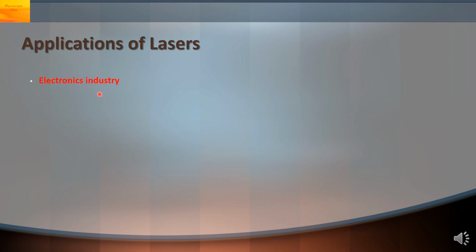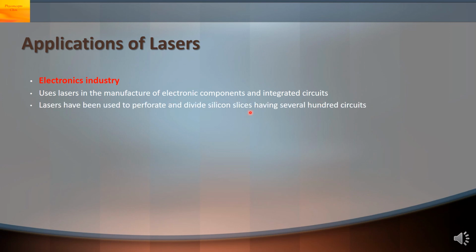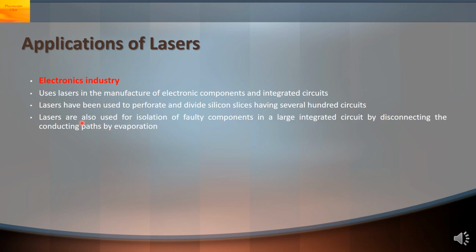Next is electronics industry. So lasers are used in the manufacture of electronic components and integrated circuits. They have been used to perforate and divide silicon slices having several hundred circuits. They can be used for the isolation of faulty components in a large integrated circuit.